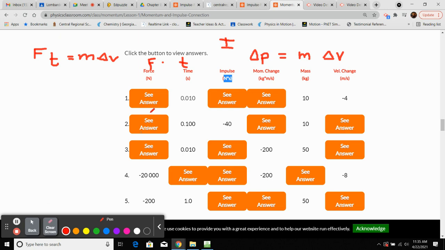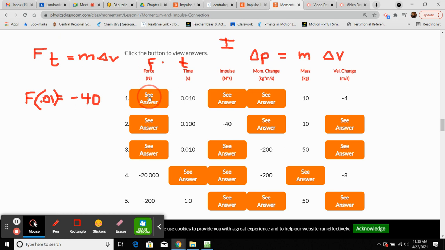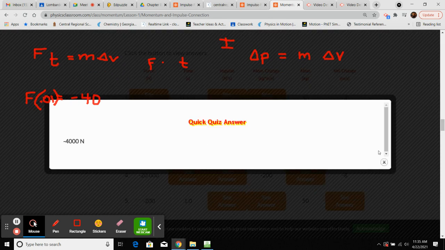So over here, if I know my impulse was that negative 40 Newton seconds, and that equals the force times the time, but I don't know what the force is, but I know that time is 0.01. So how do I get F? Divide both sides by 0.01, and what does that equal? Negative 4,000 newtons.